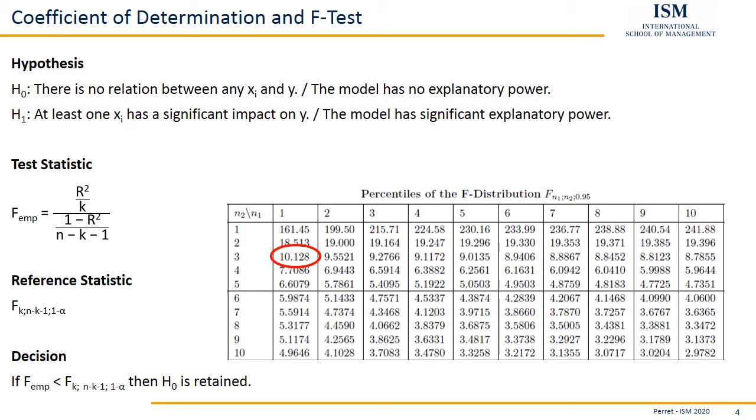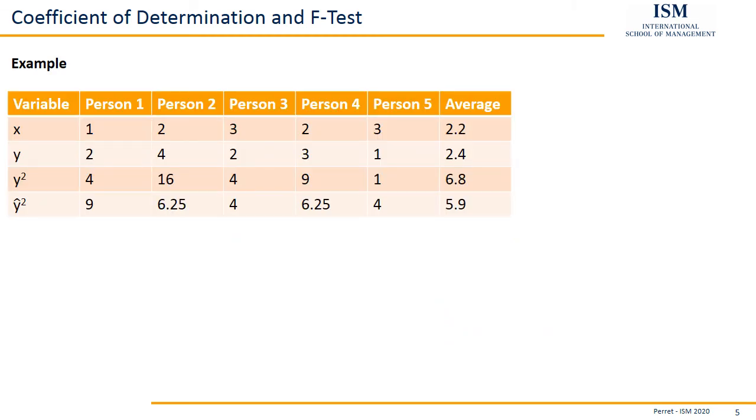So let's have a look at how this works if we actually consider a practical example. Here in our example, we have this table. In this context, I already provided, aside from the variables x and y and the values, their average, as well as y squared and y hat squared, and their averages. So basically we can just plug this into our formula for R squared, giving us here an R squared of 0.1346. And if we have this R squared, we can use it to calculate our test statistic and find the reference statistic.